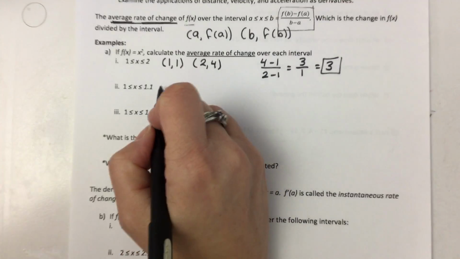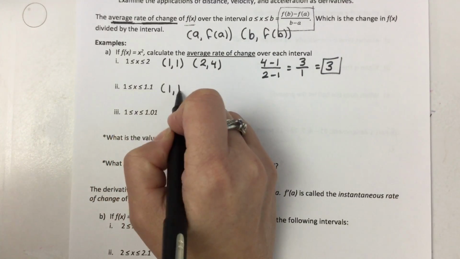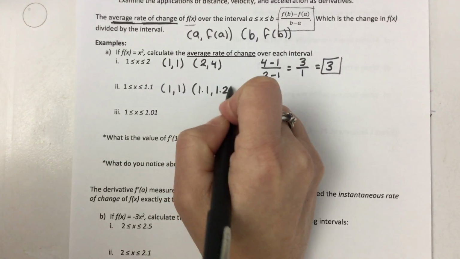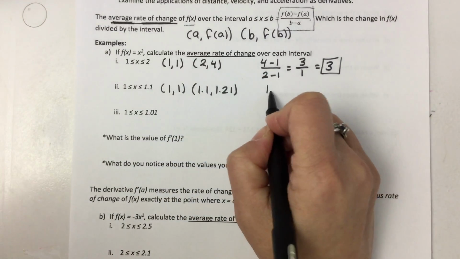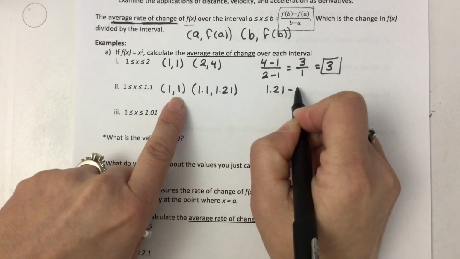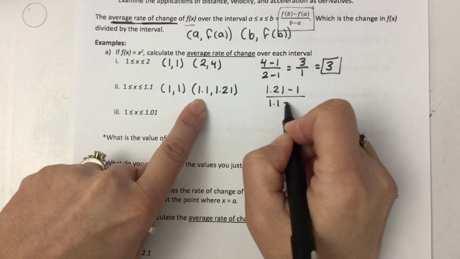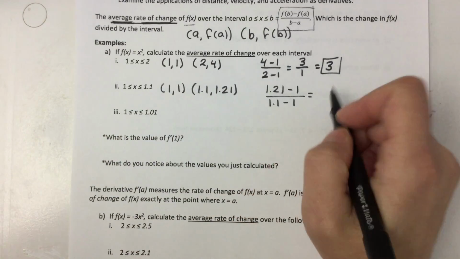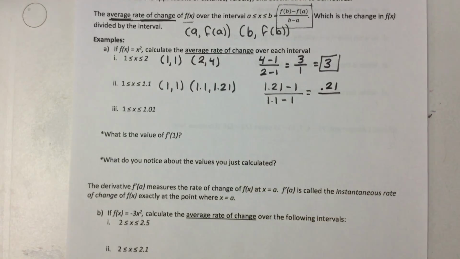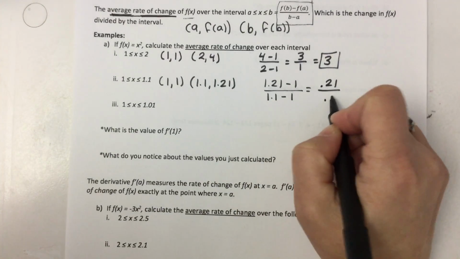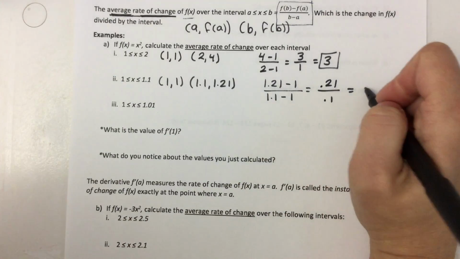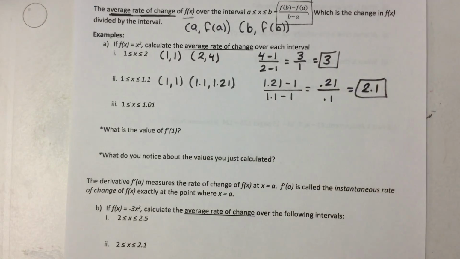Now let's go ahead and look at the next one. 1, if I fill that in, it's a 1. 1.1. If I take 1.1 and I square it, I get 1.21. So I have 1.21, second y minus the first y over the second x minus the first x. 1.21 minus 1 is 0.21. 1.1 minus 1 is 0.1. If I take 0.21 divided by 0.1, I get 2.1.